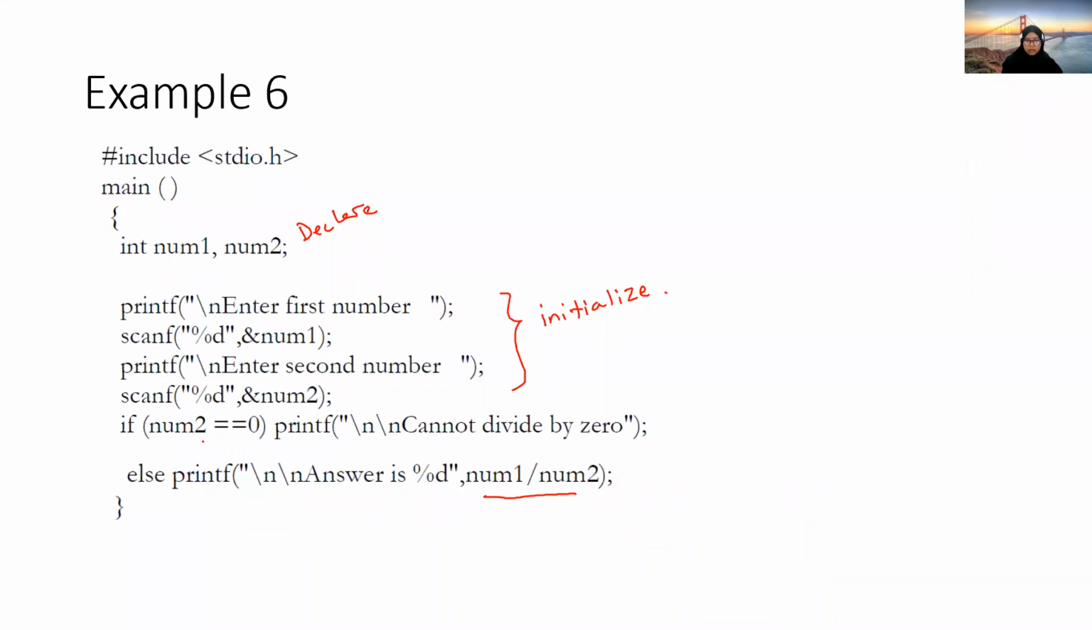It says, if number 2 is 0, then you cannot divide by 0. Then this is the error message, because the denominator is 0, so you cannot divide by 0. Otherwise, you can divide number 1 divided by number 2.